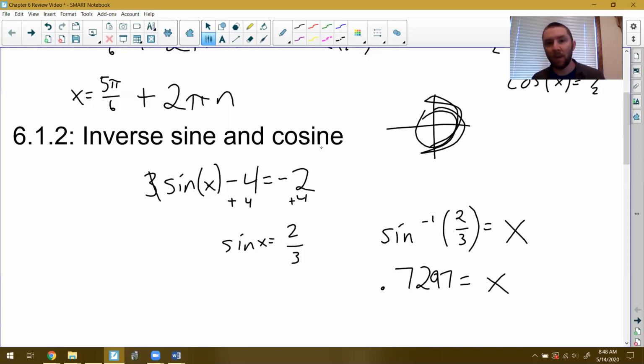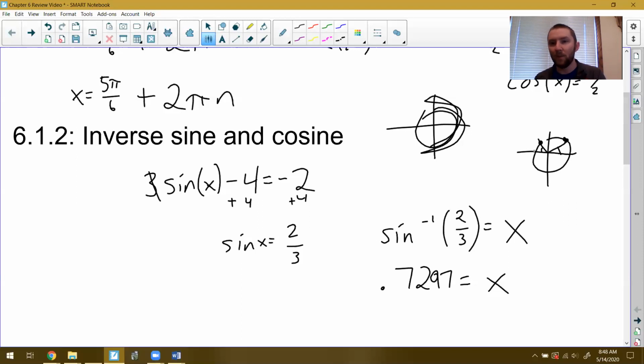Okay, so that would be my quadrant 1 answer. That would be right about here. Yeah, it's right about here, almost exactly halfway. Okay, so that's right here. And then remember, the other one is over here. And when we did the sine inverse, remember that this little angle is the same as this little angle.